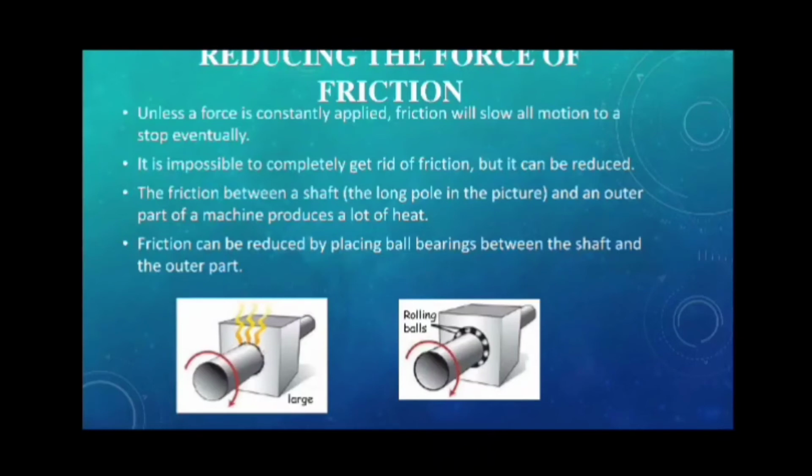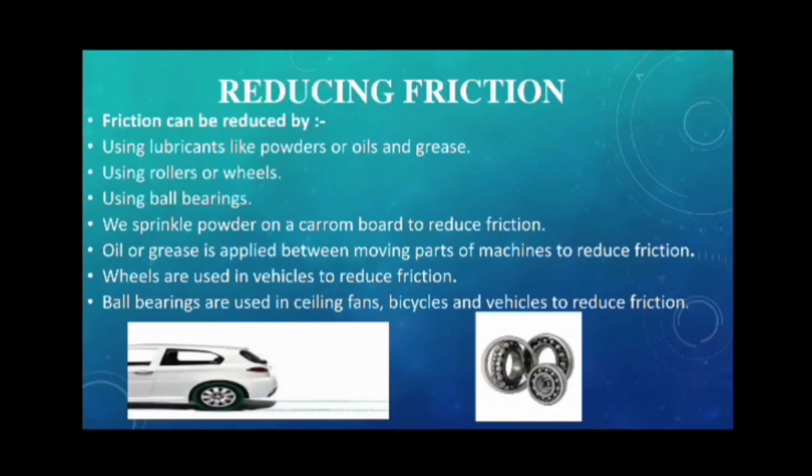The friction between a shaft, that is a long pole in the picture, and an outer part of the machine produces a lot of heat. So the friction can be reduced by placing ball bearings, as you can see in the next image, between the shaft and the outer part, which will reduce the friction. It cannot completely remove the friction, but we can reduce the friction. So the friction can be reduced by using lubricants like powders or oils and grease, then using rollers over wheels.